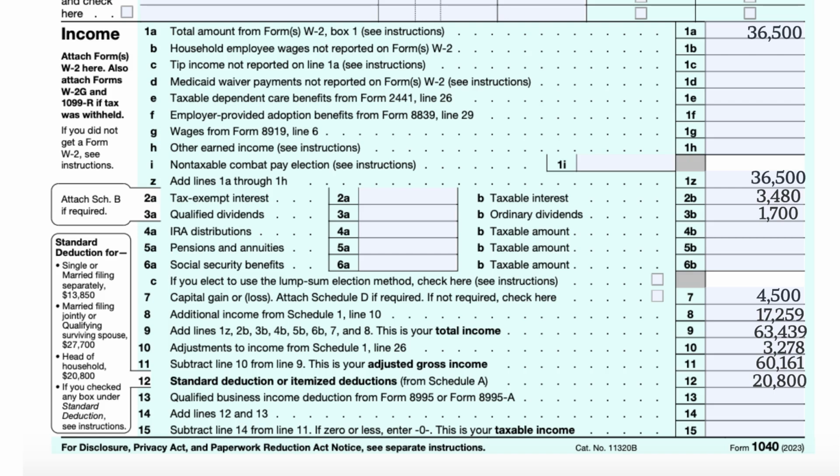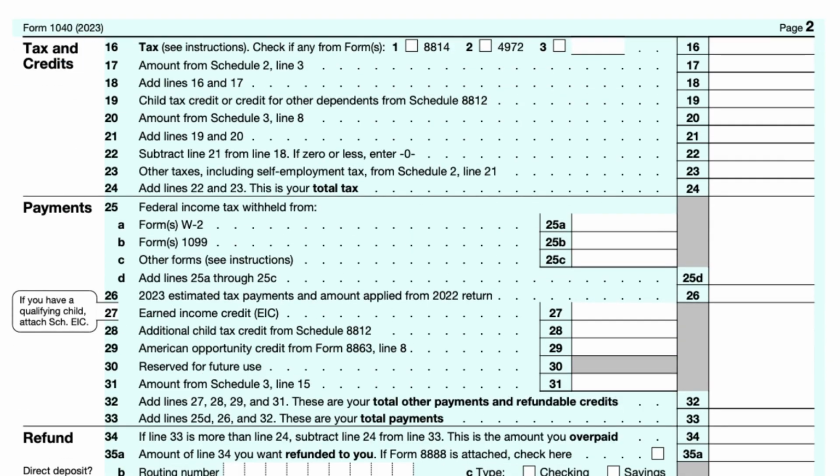Hi, welcome back. In this video, we're going to be going over tax credits. We are going to skip lines 13, 14, 15, 16, 17, and 18 for right now. These lines will be discussed in the next video.